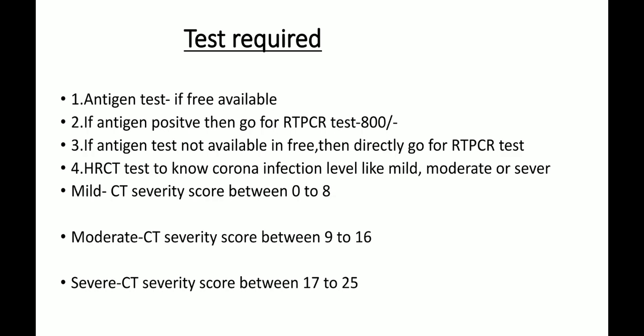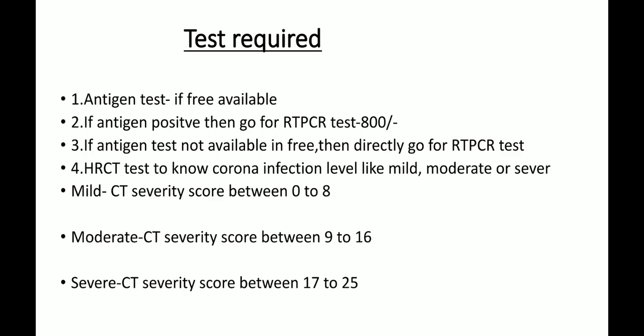Once your RT-PCR is positive, then go for the HRCT test. HRCT is nothing but the lungs X-ray. Okay, the lungs X-ray, that is the HRCT test. In the HRCT test, there are three types: mild, moderate, and severe. Actually, there is a CT score mentioned.